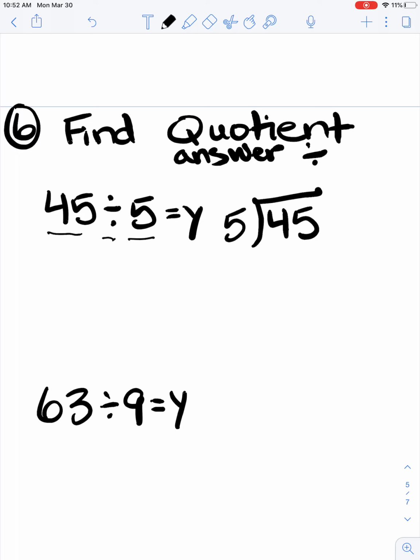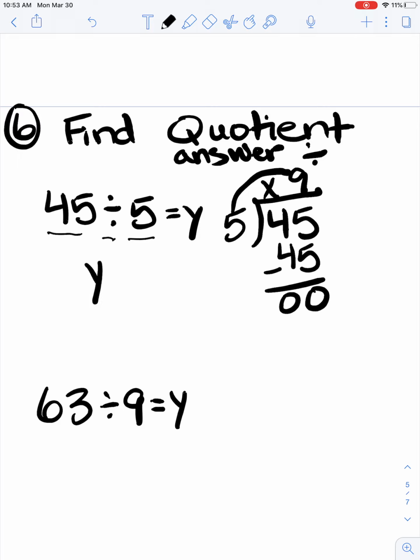So we're going to count by 5s. 5, 10, 15, 20, 25, 30, 35, 40, 45. I got 9. I'm going to check it. I'm going to say 5 times 9. Count it again. 5, 10, 15, 20, 25, 30, 35, 40, 45. I'm going to subtract, and I get 0. I have nothing to bring down, so my quotient is that y equals 9.